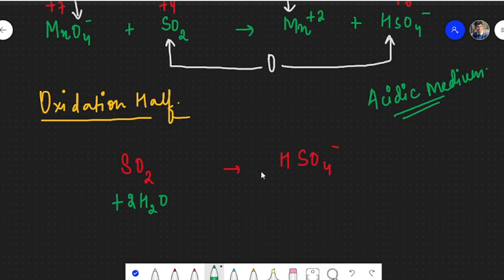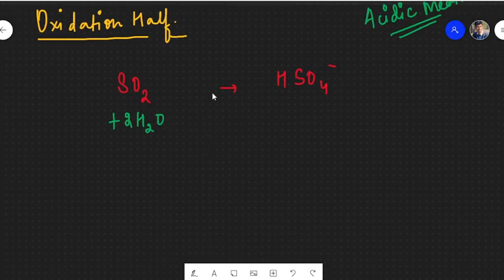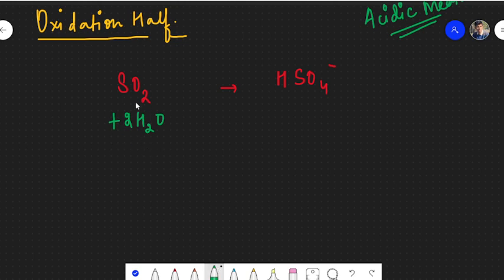Now to balance hydrogen we need to use H positive ions. So calculate hydrogen on both sides. On the reactant side we have 4 hydrogen, and on the product side we have only 1 hydrogen. So 3 hydrogen is less on the product side. So let's add 3 H positive. Now we have 4 hydrogen on the product and 4 hydrogen on the reactant side.